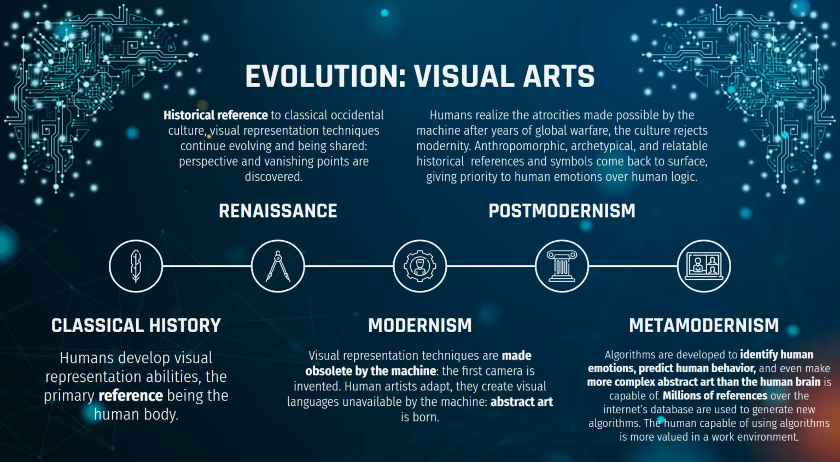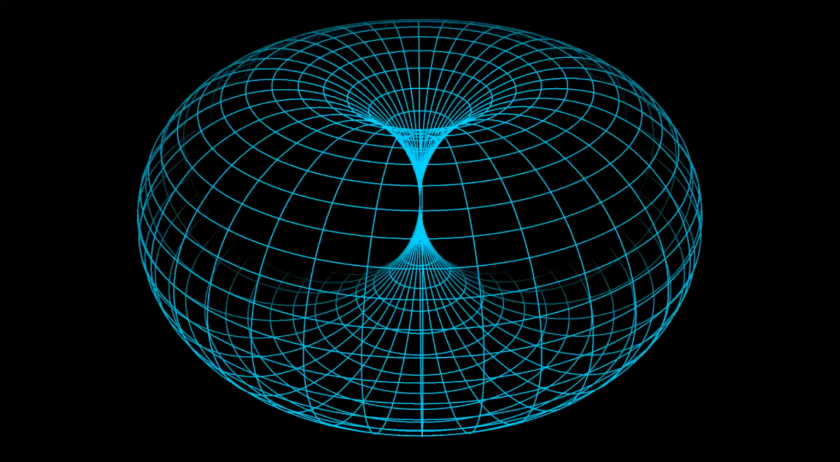And today, in this stage, which we are calling metamodernism, algorithms are developed to identify human emotions, predict human behavior, and even make more complex abstract art than the human brain is capable of. Millions of references over the internet database are being used to generate new algorithms and continue developing itself. So this is all a very natural evolution of what happens.